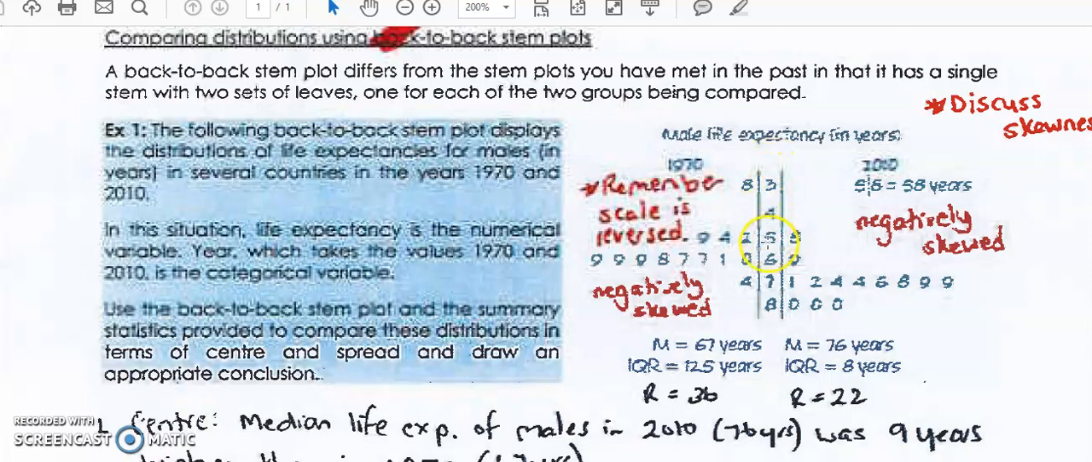The stem will be the same for both 2010 and 1970. The leaves in 1970 are just shown first, then the stem, but you will still read this age as 38. That means when they took someone randomly from the data set, someone in 1970 lived up to only 38, which you can consider maybe an outlier. It's a very young age.